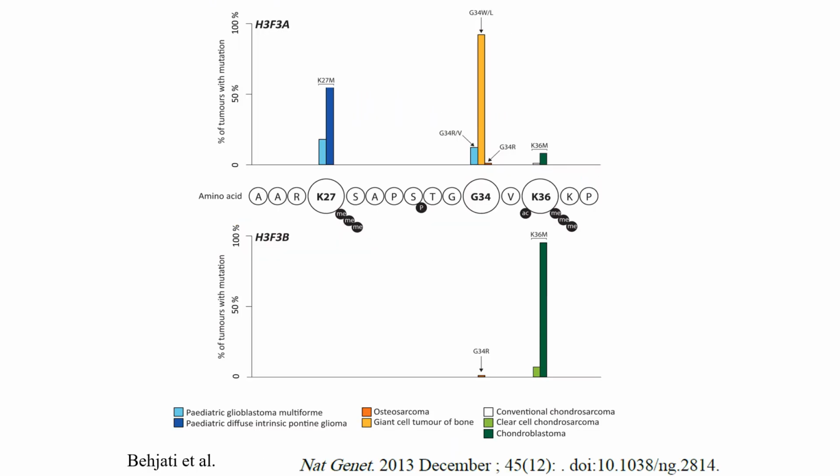This figure from the paper highlights the number of cases of giant cell tumor with mutation H3F3A, region G34W, yellow column, and in comparison cases of chondroblastoma with mutation H3F3B, region K36M, green column.